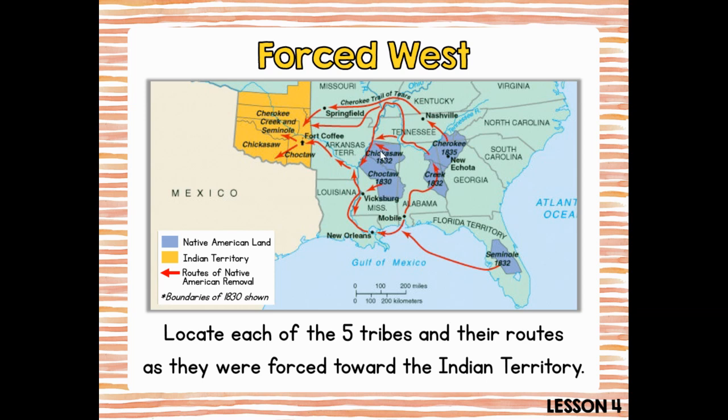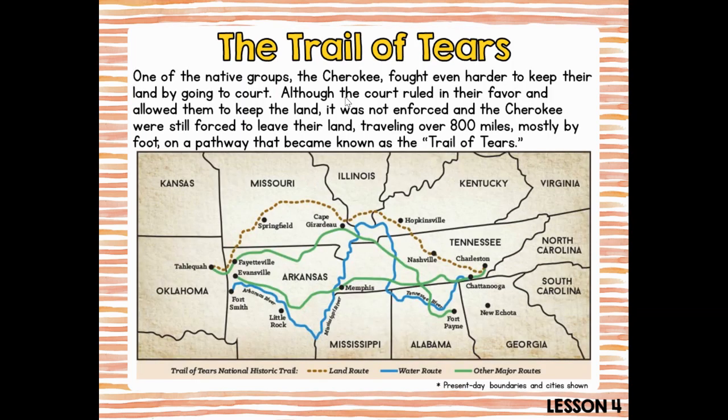The Choctaw and the Chickasaw were all right here, so they had the least amount of journey of all of the tribes. The Seminole had the largest, but the Cherokee had the hardest journey. One of the native groups, the Cherokee, fought even harder to keep their land by going to court. Although the court ruled in favor and allowed them to keep the land, it was not enforced, and the Cherokee were still forced to leave their land, traveling over 800 miles, mostly by foot, on a pathway that became known as the Trail of Tears.